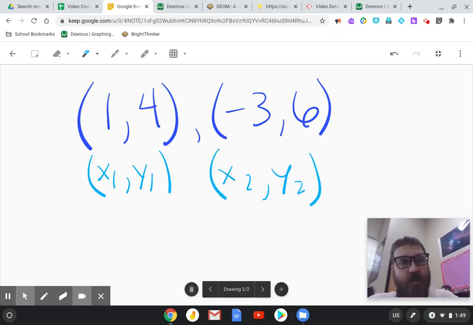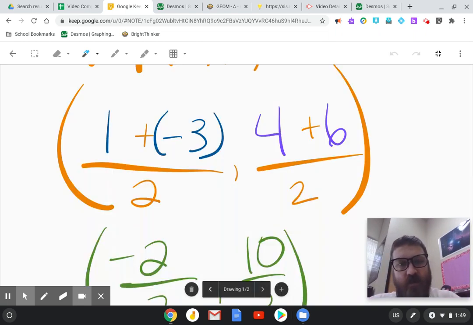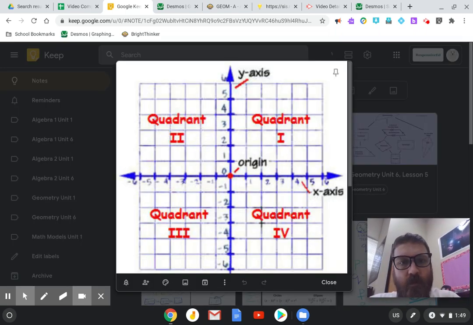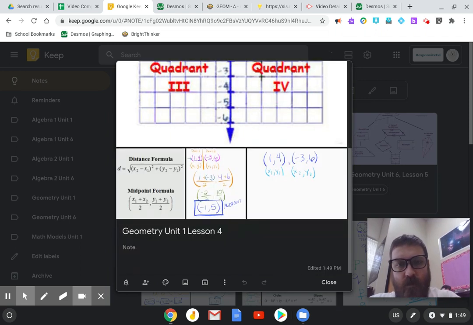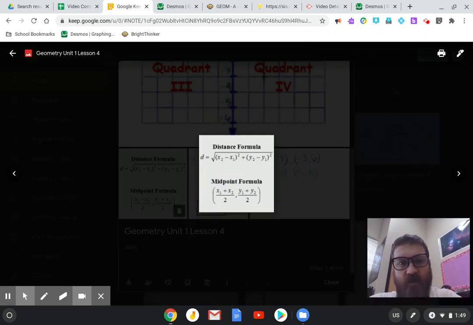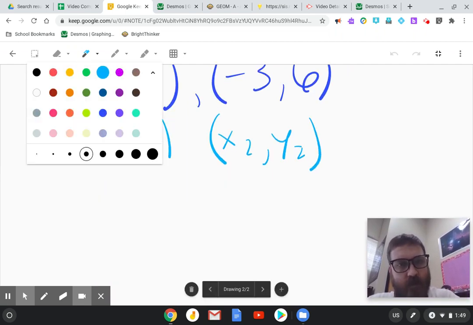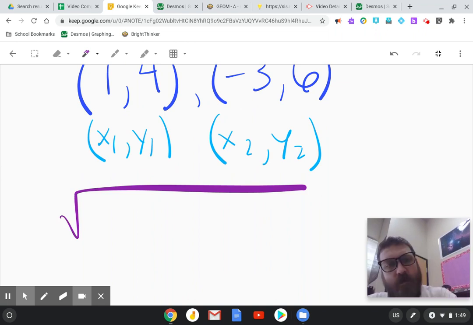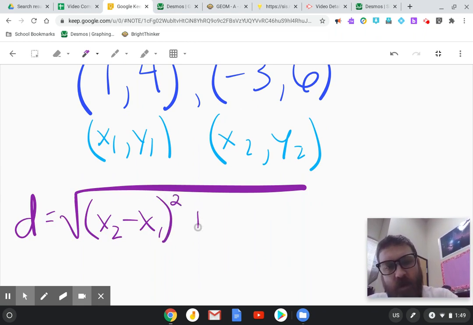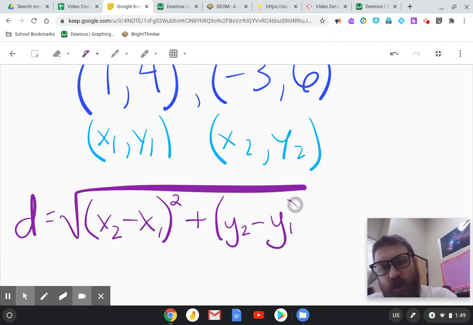And then my formula is, again, coming from our notes, square root of x2 minus x1 squared. And I'm going to write all this down for us on our drawing. So over here, we're going to have the square root, so distance equals the square root of x2 minus x1 squared plus y2 minus y1 squared.